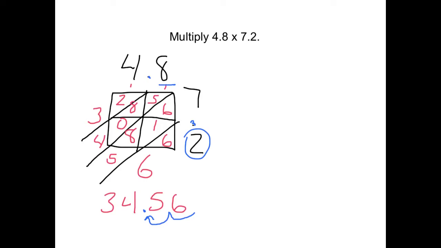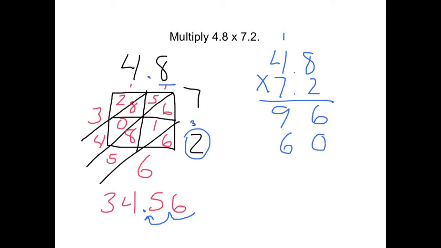Let's try it the traditional way also. 4 and 8 tenths times 7 and 2 tenths. 2 times 8 is 16, carry the 1. 4 times 2 is 8, plus 1 is 9. 7 times 8 is 56. 6. Make sure I put my 0 there because I'm starting in the tens place. Carry the 5. 4 times 7 is 28 plus 5 is 33.